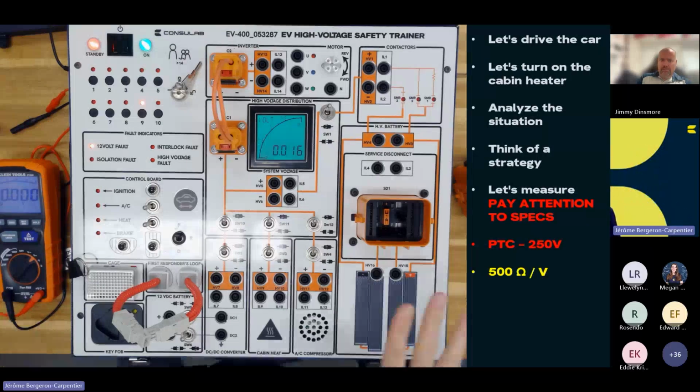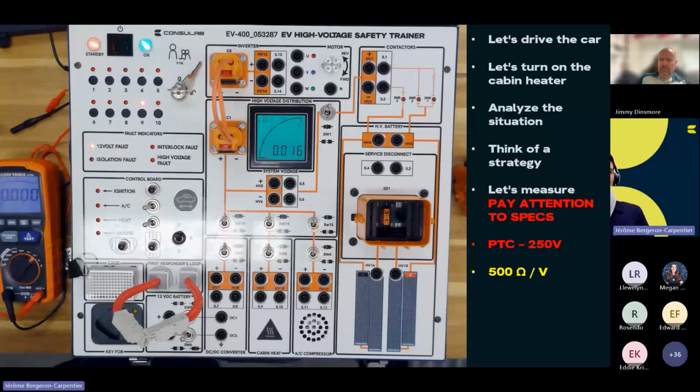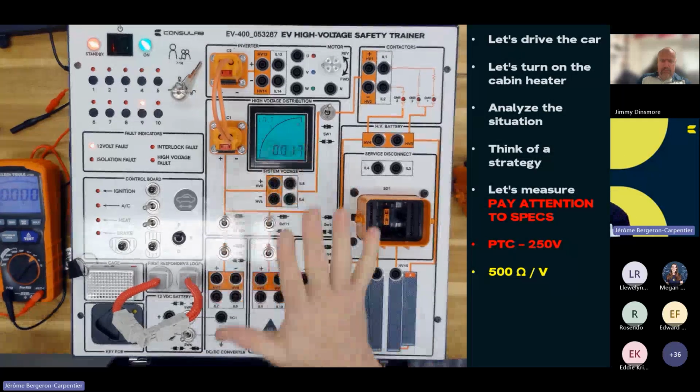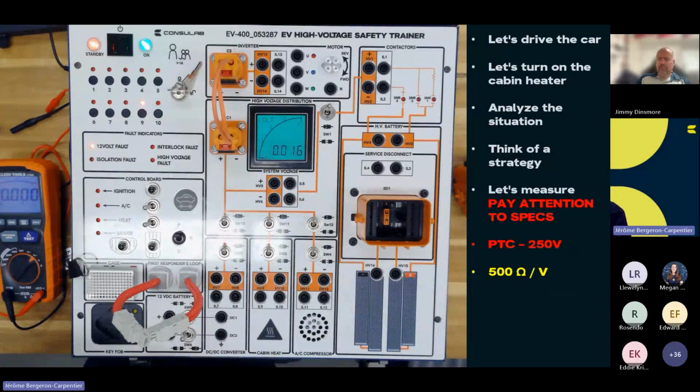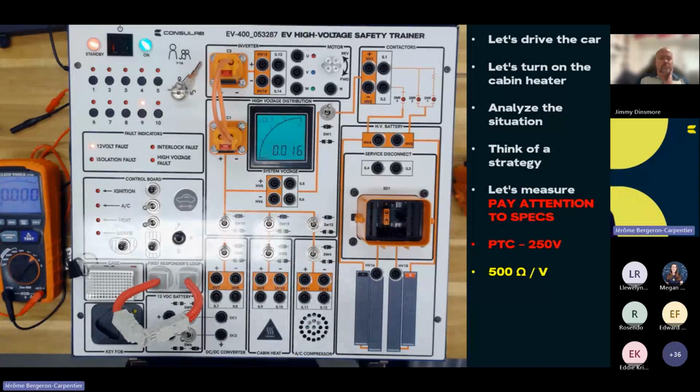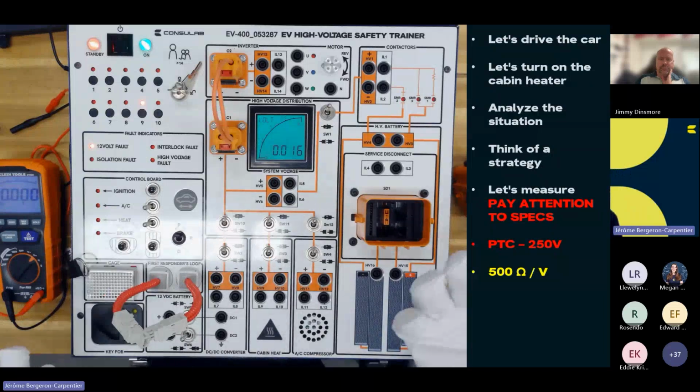Now we're going to do some isolation testing. We want to test the circuit with the right amount of volts, and we are at about 500 ohms per volt. Our system here is about, let's say, 400 volts. So that means that a good isolation must be higher than 200,000 ohms. Everything below that can be considered a loss of isolation, right?